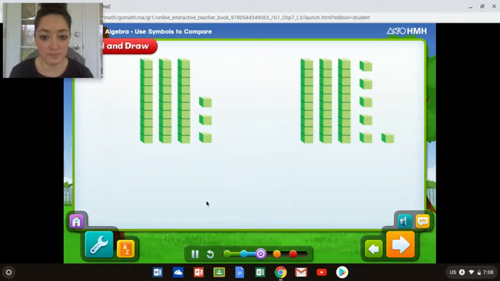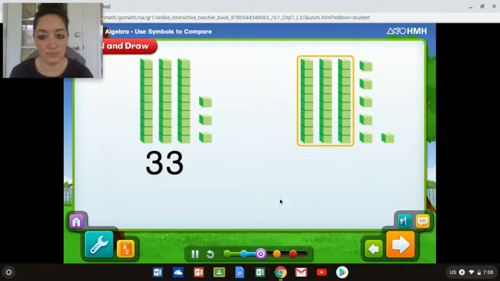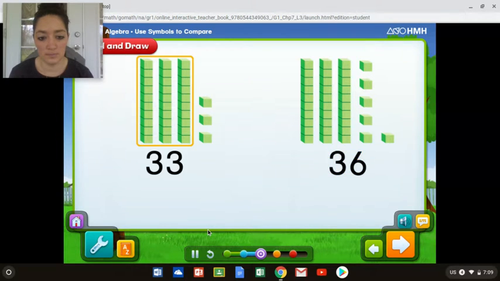Let's compare two numbers using models. The first model has 3 10s and 3 1s. So it shows 33. The next model has 3 10s and 6 1s. So the number is 36. The model for 33 has the same number of 10s as the model for 36.